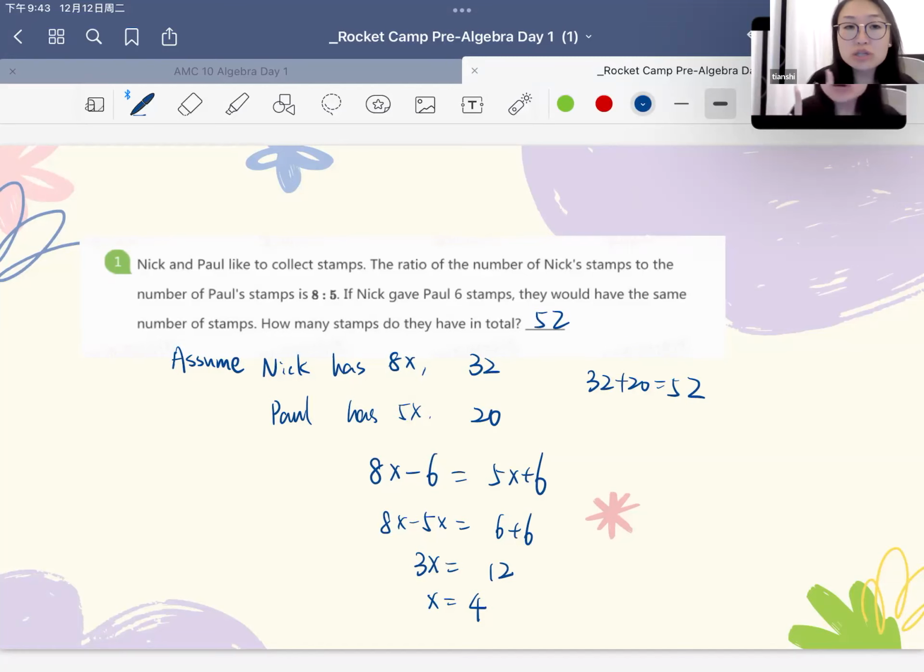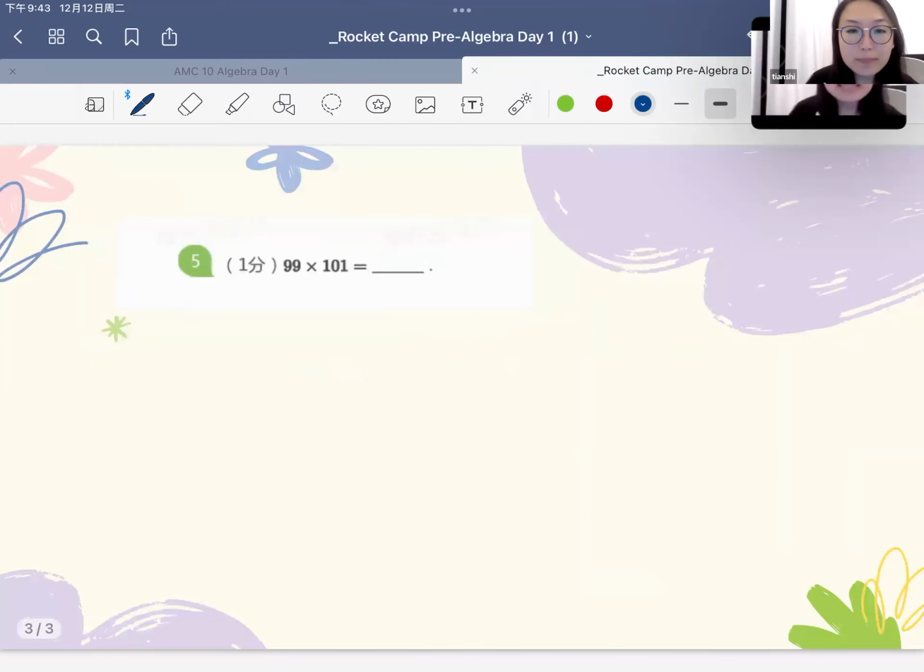For this question, the key important thing is to set up an equation based on the variable, based on the relationship between Paul's and Nick's stamps. And this is for the ratio question. Let's talk about the other question, which is a calculation question.